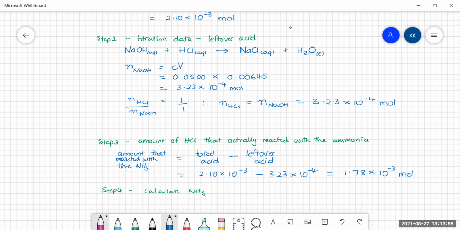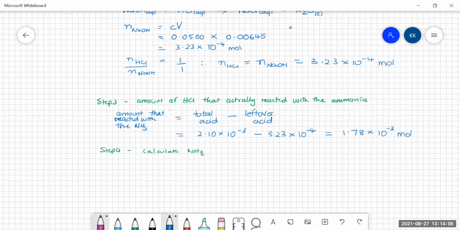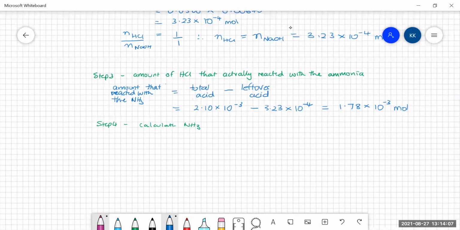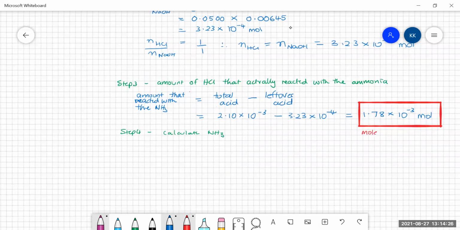All right, moving on with our final step now. Now we're actually going to do our calculations that lead us to that percentage of ammonia. So for the percentage of ammonia, we'll need the mass of ammonia. For the mass of ammonia, we're going to need the moles of ammonia. So let's work from what we have. We have our moles here. We just calculated, this is the number of moles of hydrochloric acid. So this is the moles of hydrochloric acid that reacted with the ammonia.